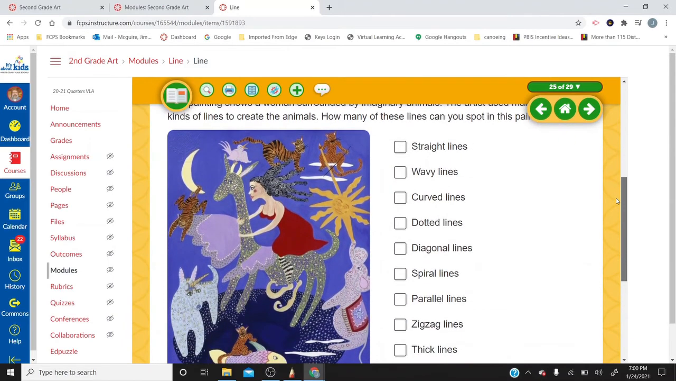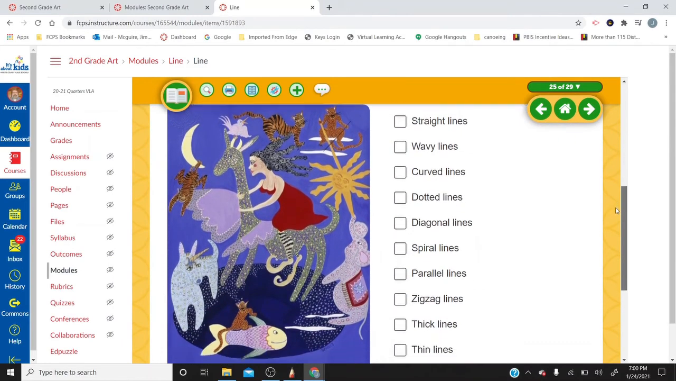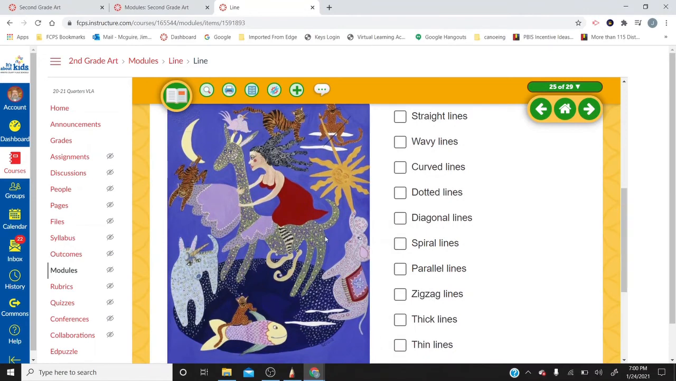Oh yeah, lots of straight lines, wavy lines, curved lines, dotted lines. Oh yeah, here's dotted lines, curved lines. We got wavy lines, straight lines, spiraling lines, parallel lines, zigzagging lines, thick lines like this leg, and thin lines like maybe right here in this little bird's tail or his beak. All kinds of great lines.